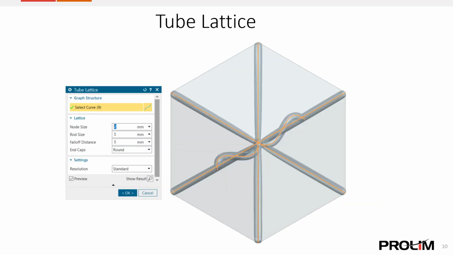Another option we have here is tube lattice, and this tube lattice allows us to go in there and create our own lattice. As you can see here in this particular one, I used some curves including a spline, and we can quickly get ourselves tube lattice. So we would have this that we could use later on for another design.